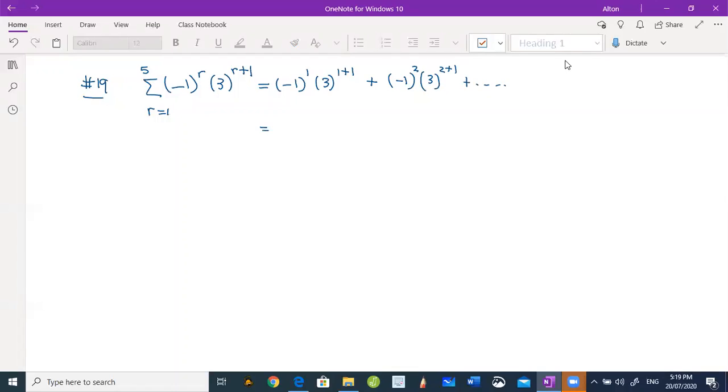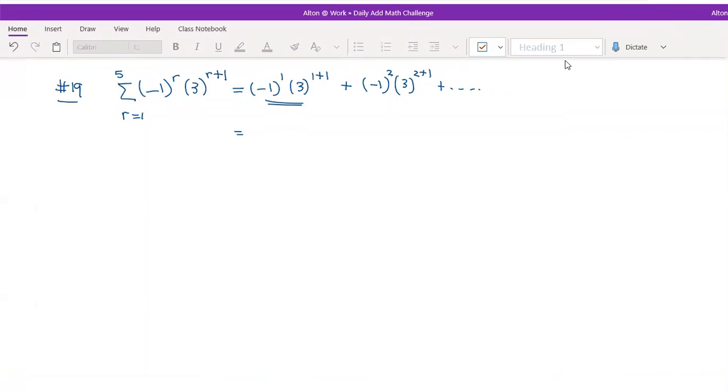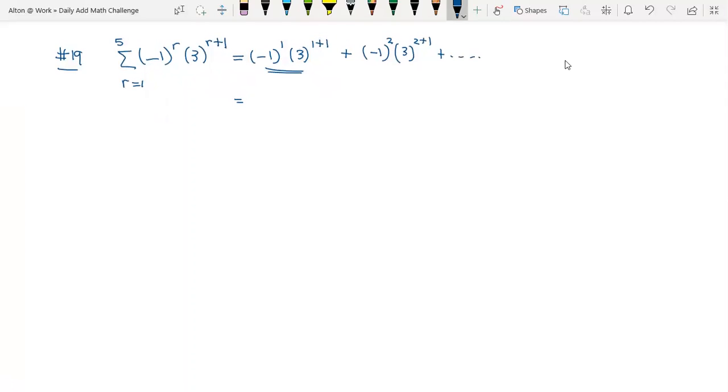So this first term simplifies to minus 1 multiplied by 3 squared, which is 9. And the second term simplifies to positive 1, since minus 1 squared is positive 1, by 3 cubed, which is 27. So this becomes minus 9 plus 27, and so on.